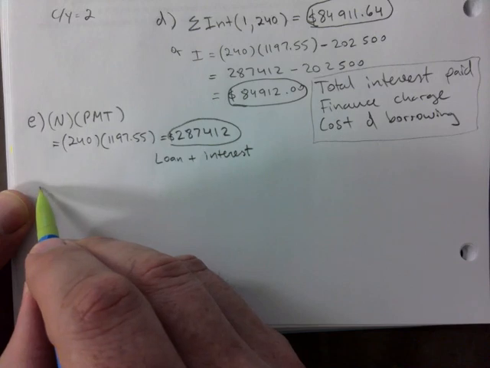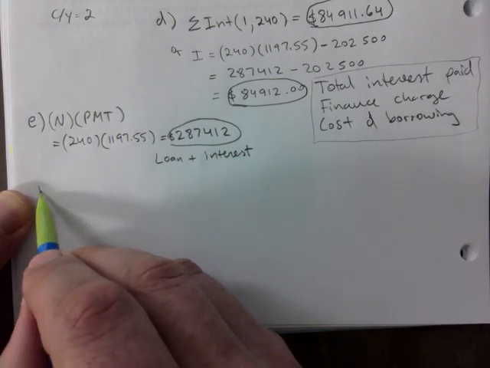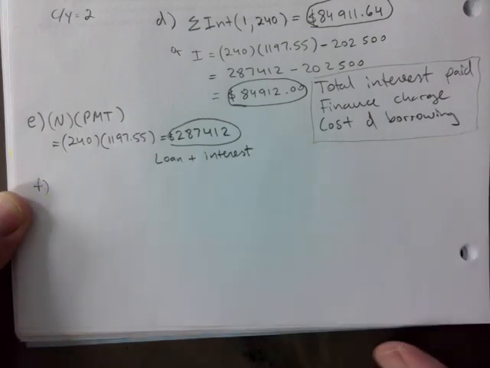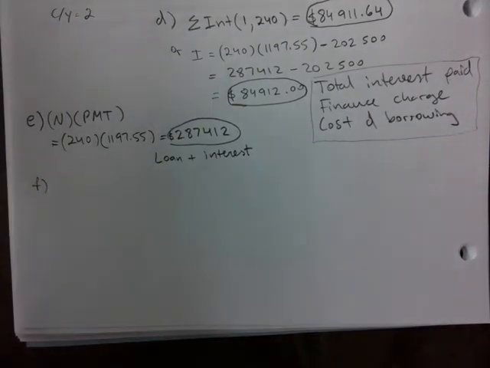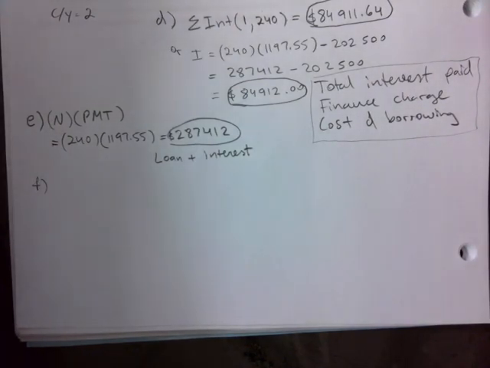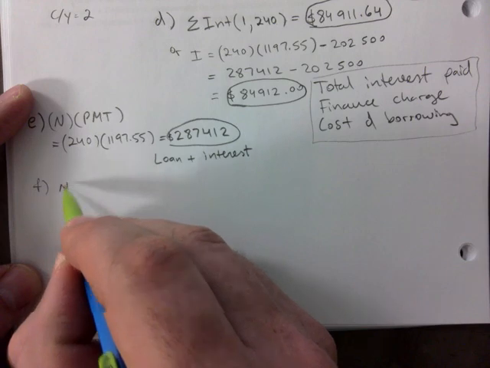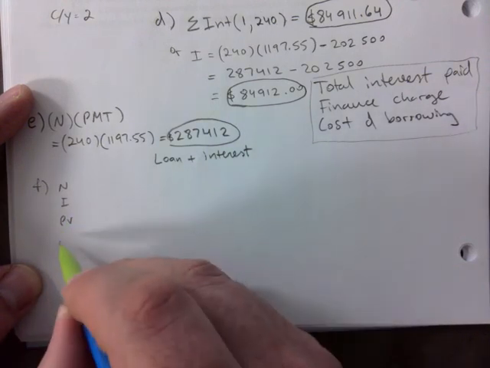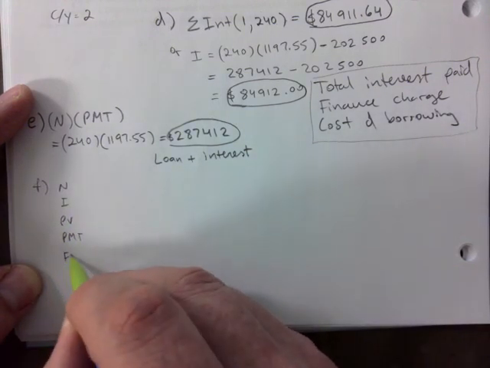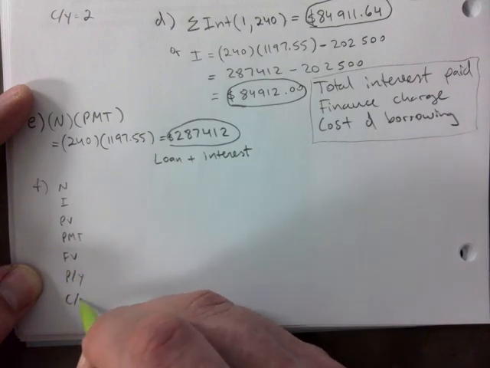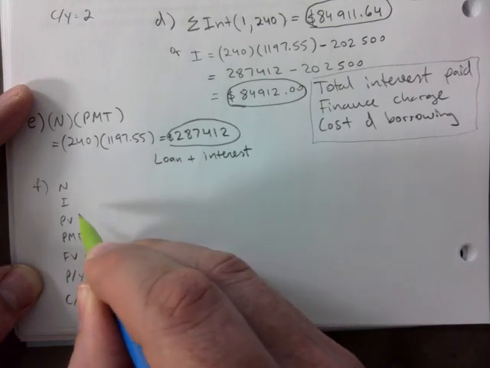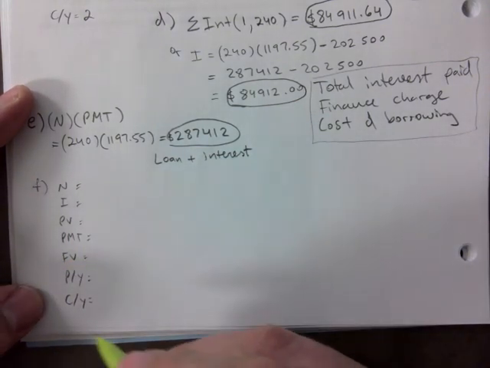Let's go to F here. How much sooner in months would Jose pay off the mortgage if he adds $150 to his monthly payment? Okay, so this is where you need to recalculate. So make sure you write this down. Everything else stays the same.